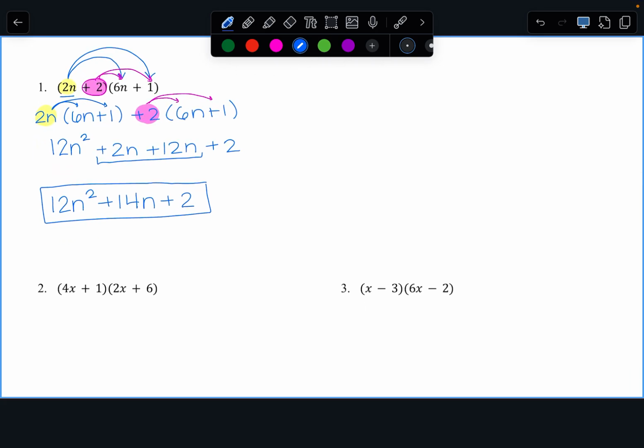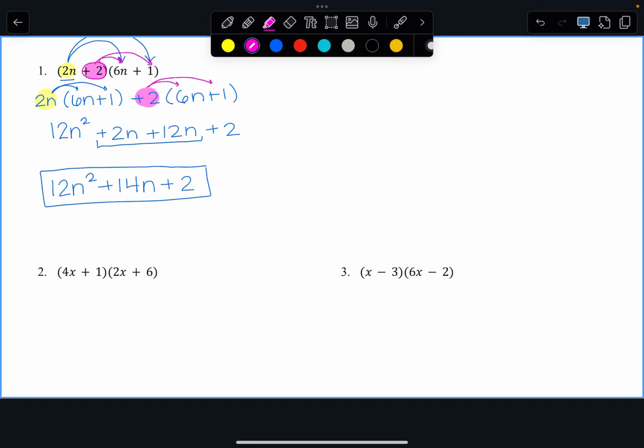Okay. So we're going to do the same thing for number 2. We're taking the first part and distributing it to everything in the second. And then that other first part and distributing it to everything in the second.